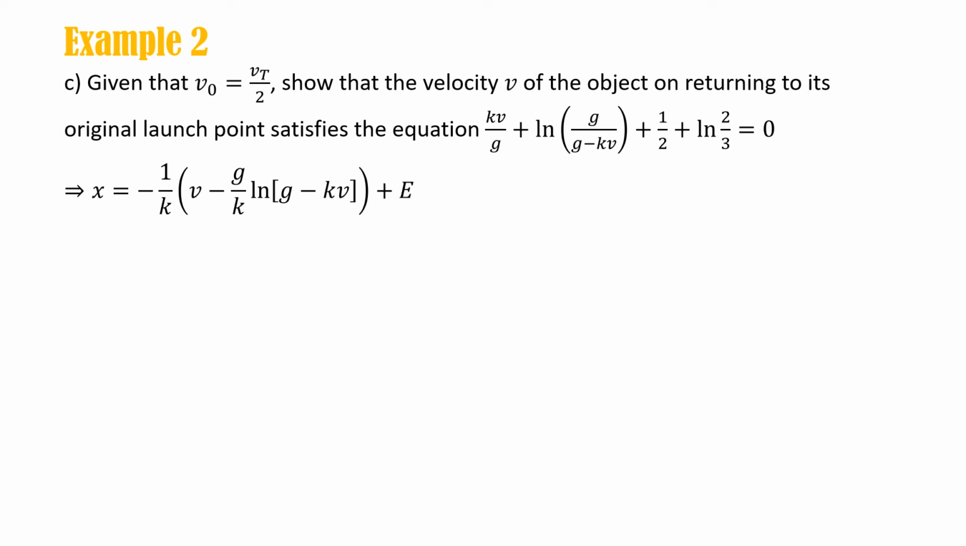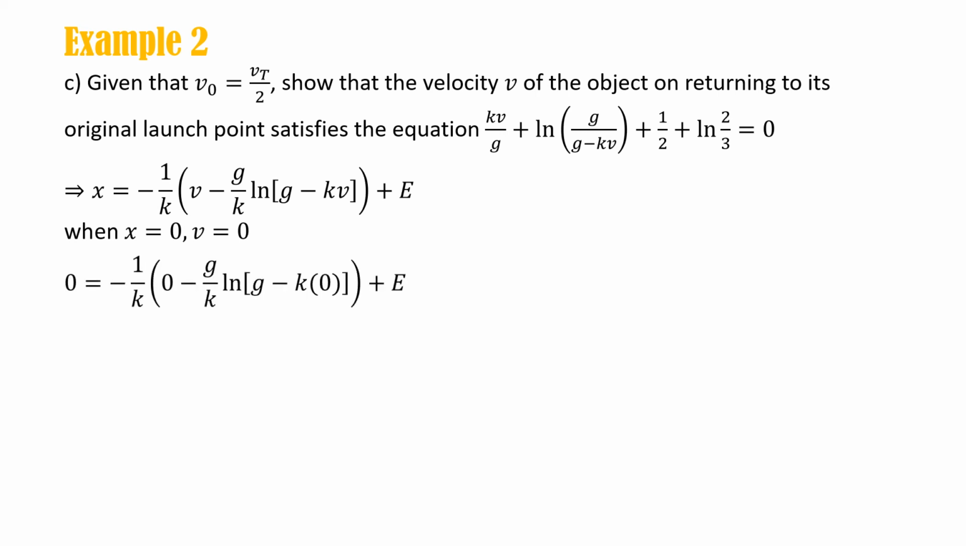So what do we know? Well, we know that when x is 0, our velocity is also 0, because we're starting at the top. So we can substitute in those particular values. So 0 is equal to negative 1 on k, lots of 0 minus g on k, natural log of g minus k0, all plus e. So k times 0 goes away, so we're just left with the natural log of g inside the bracket there. So what we've got is negative 1 on k, lots of negative g on k, lots of the natural log of g plus our constant of integration e.